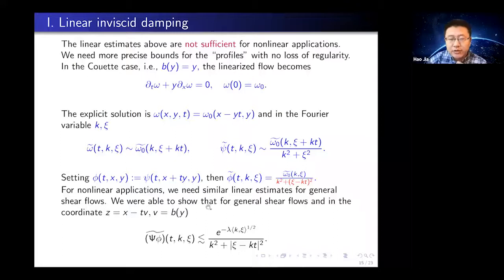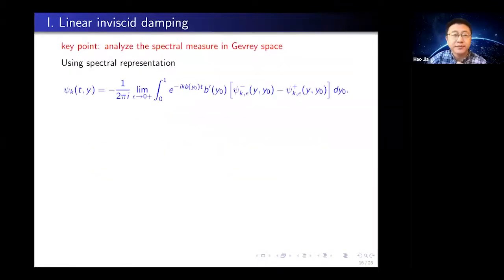It turns out we can do that in some coordinate, like z as x minus tv. We again write a similar profile in that variable for the stream function, and we can prove that in that variable you do have a similar estimate, where you can see this decay factor, which depends on frequency and time. So the key point of the proof, I have to speed up a little bit, is to analyze the spectral measure in Gevrey space.